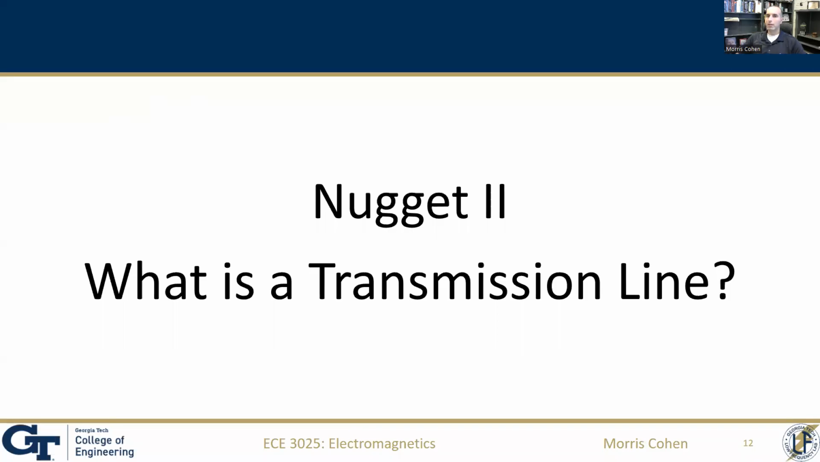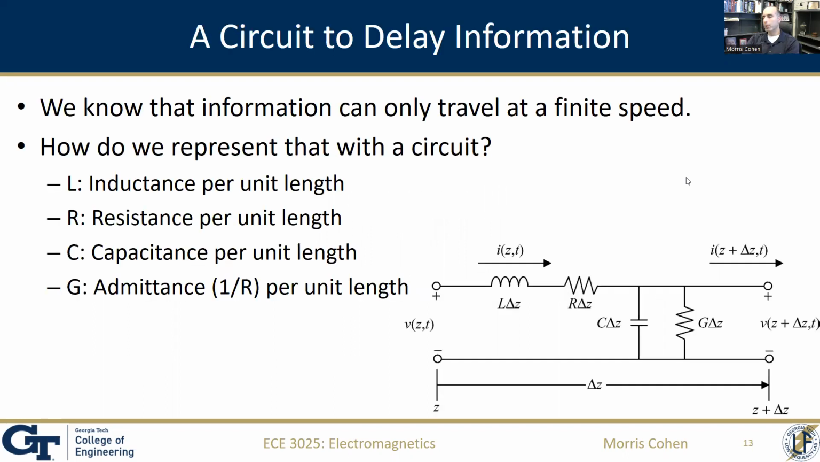Okay, in this next lecture portion, we're going to introduce the idea of a transmission line and describe its properties and how it's able to delay the transfer of information. So to do this, we're going to take a circuit approach. We're going to try to come up with a circuit that can slow down information in a defined and quantifiable way. And this is the circuit that we're going to be using.